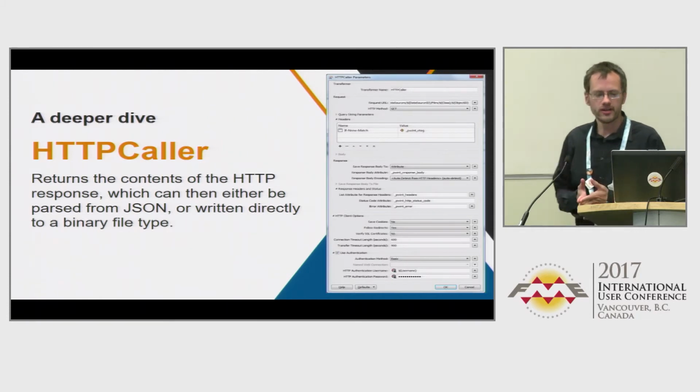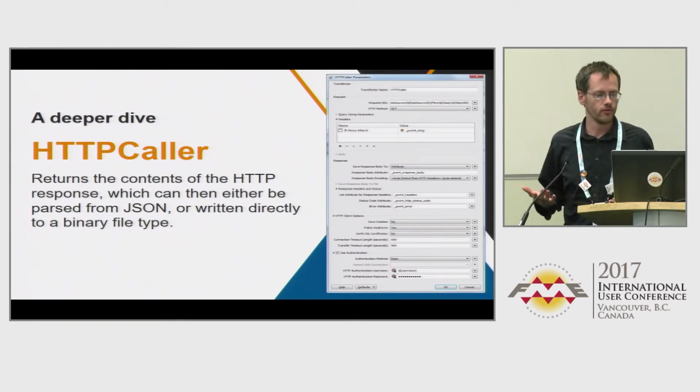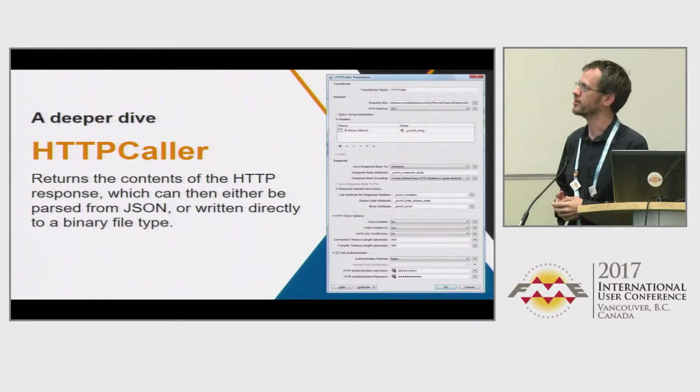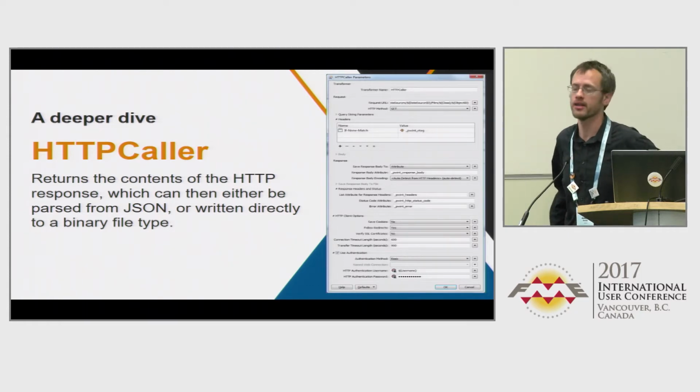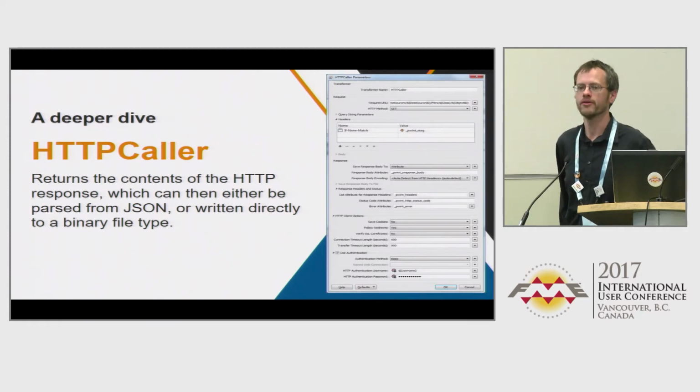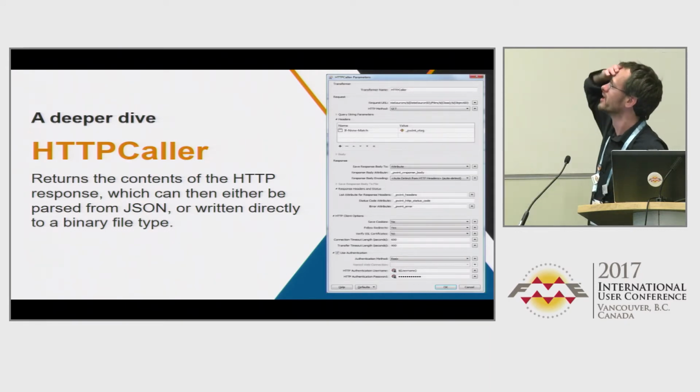So the key lesson out of all of this really for me is that the HTTP caller is really cool. I love it to pieces. It's one of my favorite transformers, I think, now. That and the attribute file reader or whatever it's called, the one where you can actually run a little reader within the transformer.